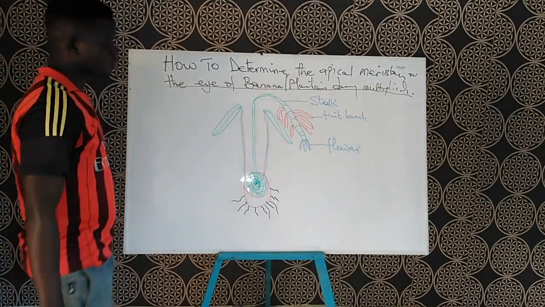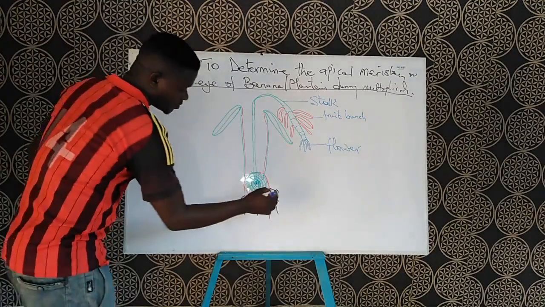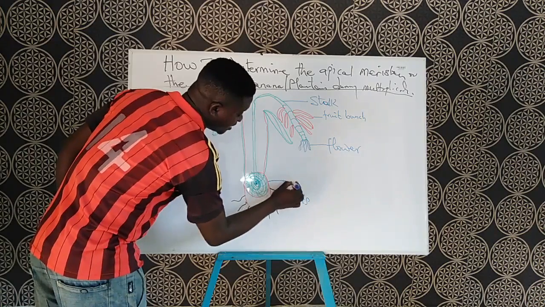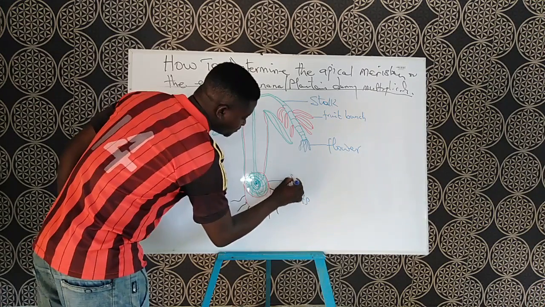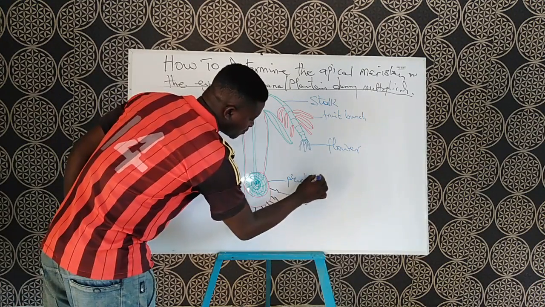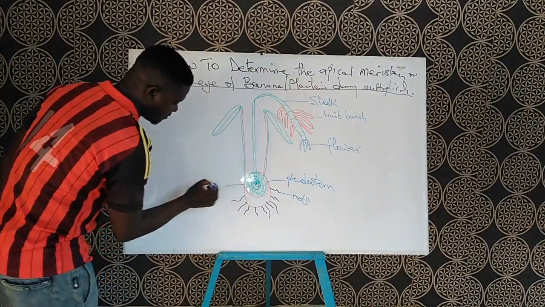So, in a nutshell, this is the surface area. And let's say these are the roots. This forms the pseudostem. And this is our apical meristem.